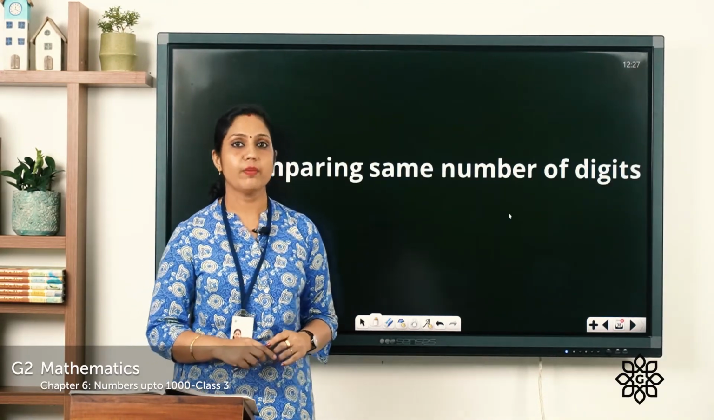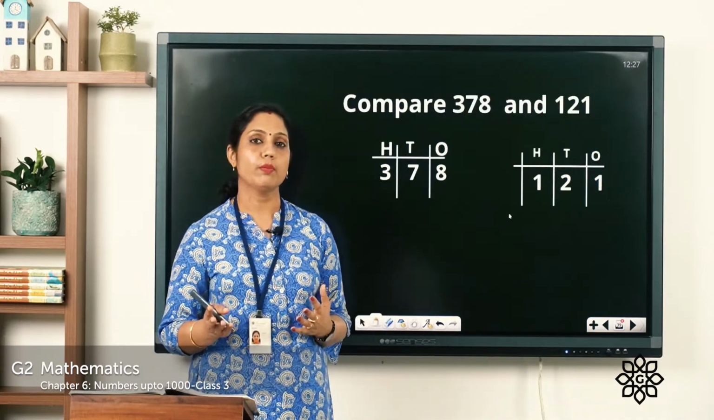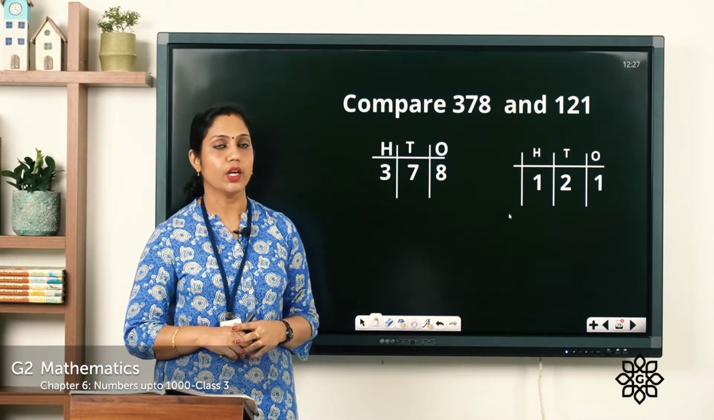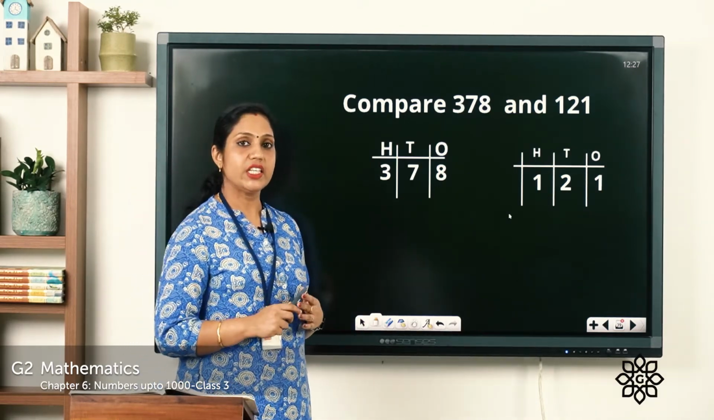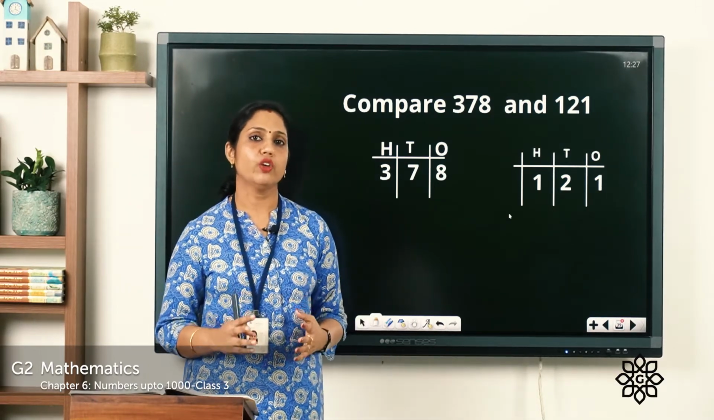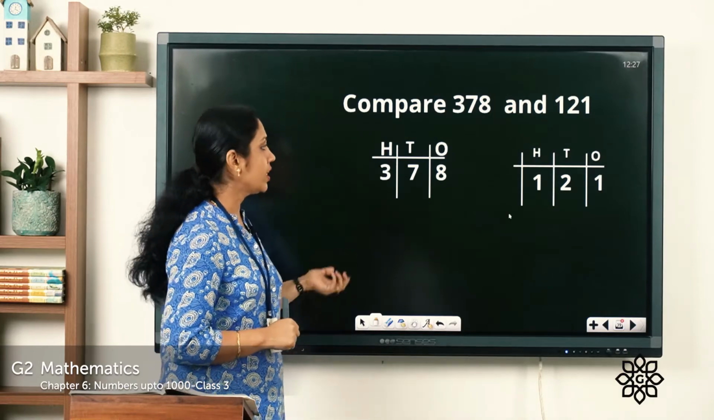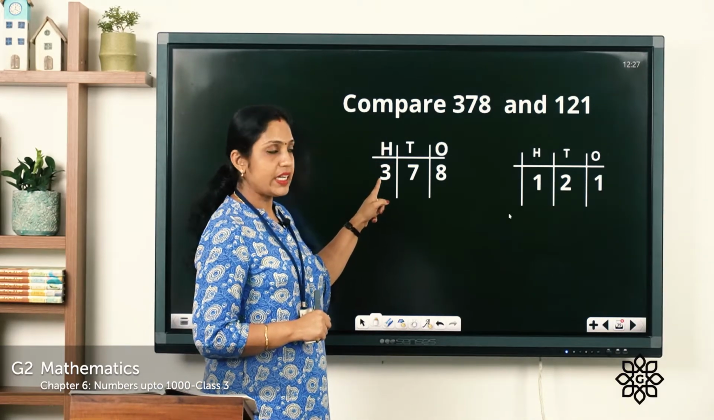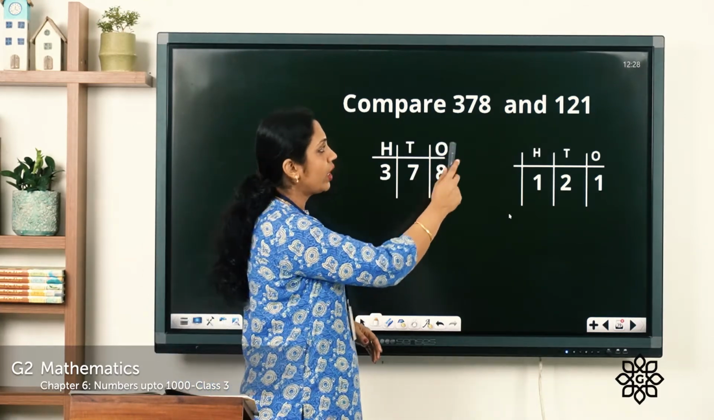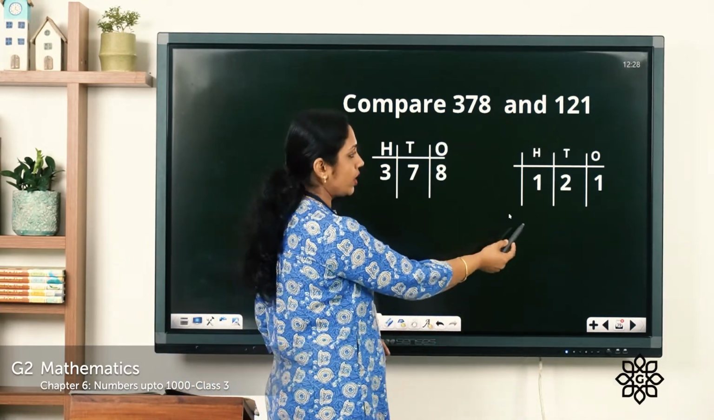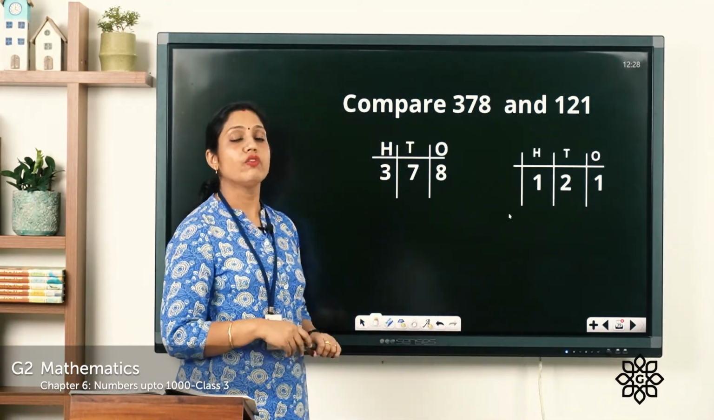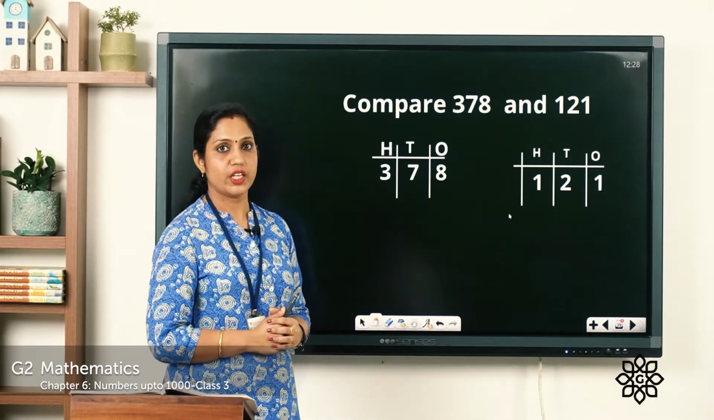Now comparing the same number of digits. Both the numbers are 3-digit numbers. How can you compare and say which one is greater and which one is smaller? Here you have 378 and 121. Both are 3-digit numbers. Now how can you find out which one is greater? So now let's write: we have 3 hundreds, 7 tens and 8 ones in the number 378, and for 121 we have 1 hundred, 2 tens and 0 ones.